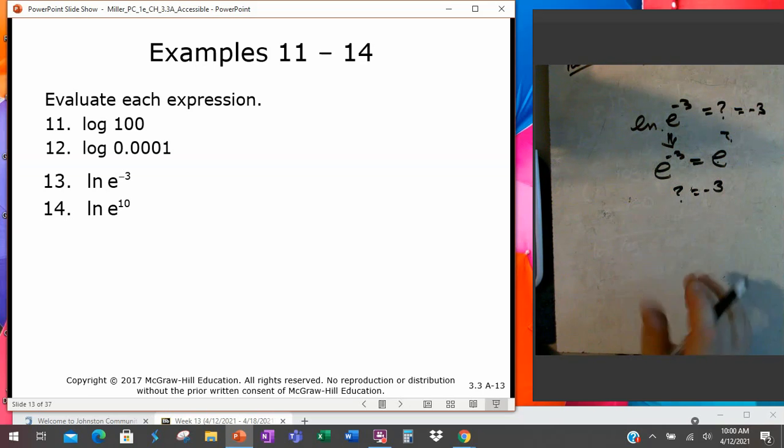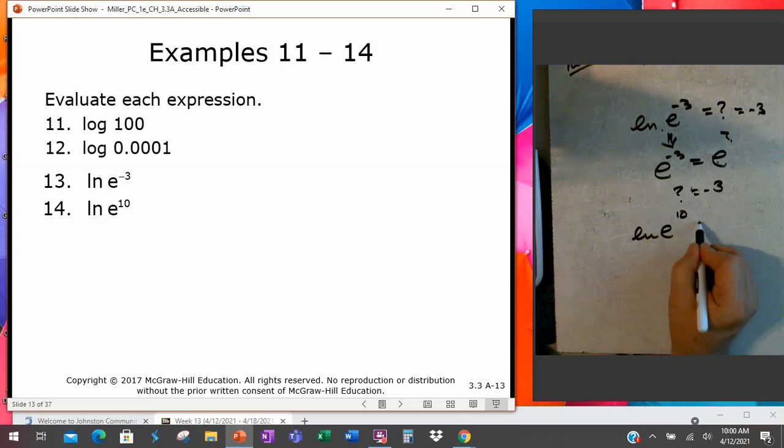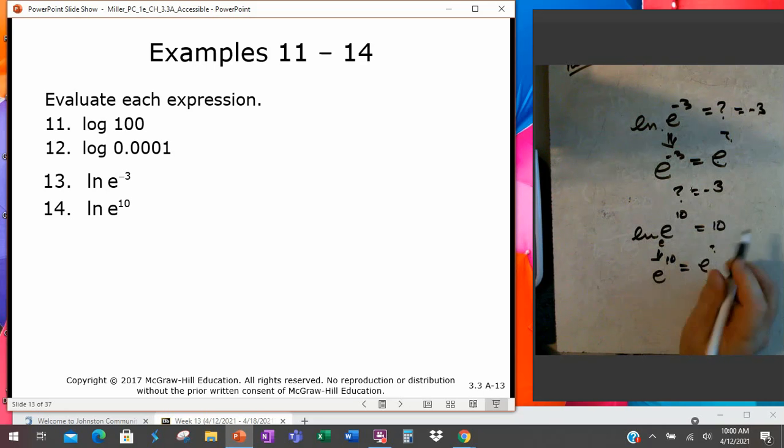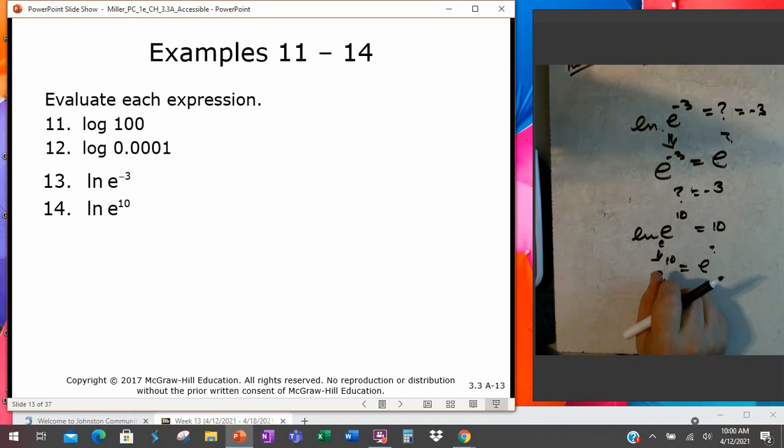And that works the same for any of them. Here's ln of e to the 10. Again, I want to represent e to the 10th as some power of e. That's what the base is for. What is it? It's got to be that 10. Okay, so this is just 10. That's going to be one of our properties. In a little while, we're going to list out some things, and we'll be able to do that.